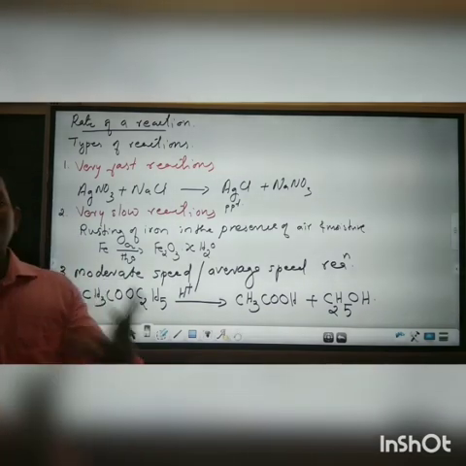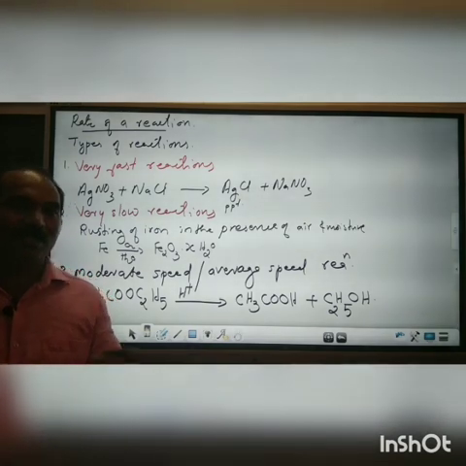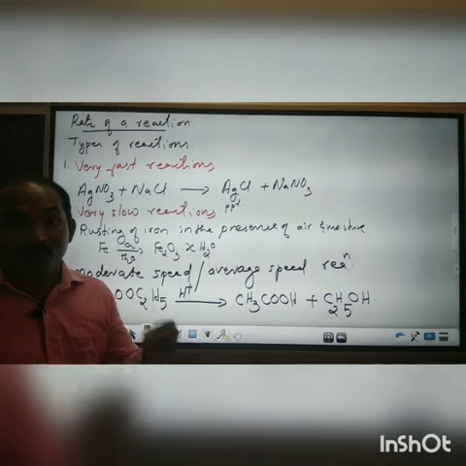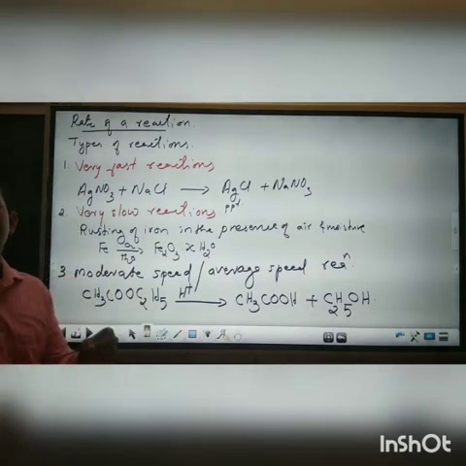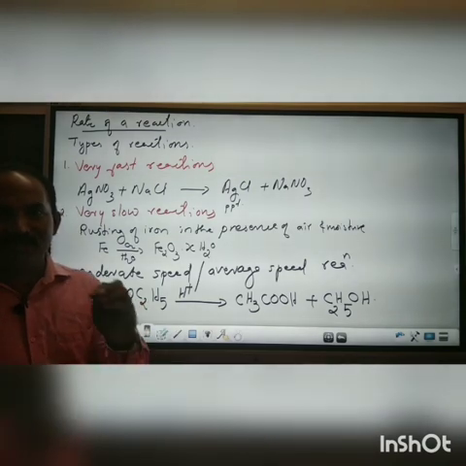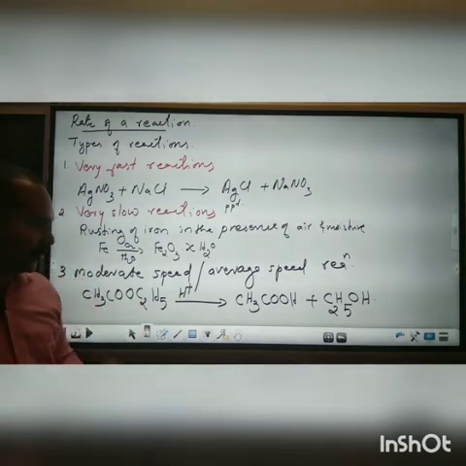You can collect more examples of very slow reactions, generally corrosion of metals. A green verdigris is deposited on the surface of copper. Tarnishing of silver, where silver ornaments blacken on the surface, is also a slow reaction.